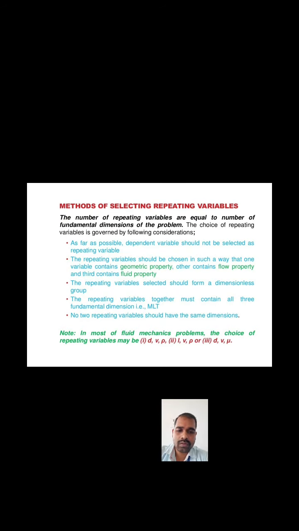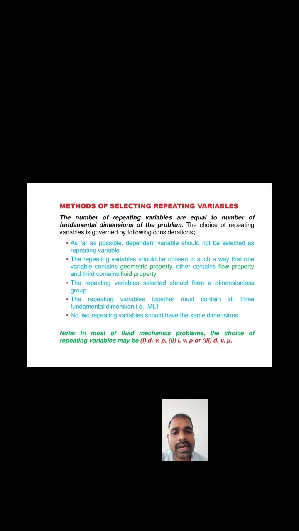Now, we have to follow one procedure to select the repeating variables. The number of repeating variables is equal to the number of fundamental dimensions of the problem. If the number of fundamental dimensions for any problem is equal to 3, then the number of repeating variables for a group is also equal to 3.